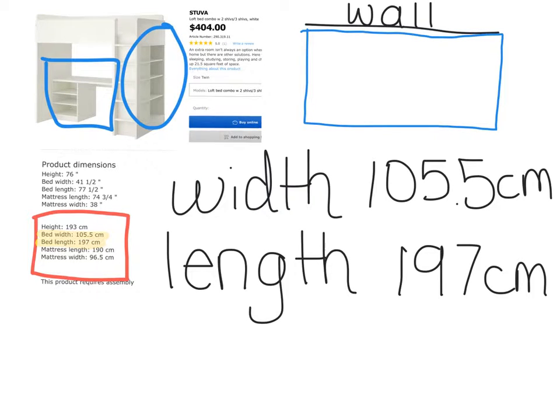Okay, so let's talk about width and length. Width is going to tell me how far away from the wall the item is going to come out. So if this is my wall, this loft bed is going to stretch out 105.5 centimeters. So it's going to be how much it sticks out from the wall.